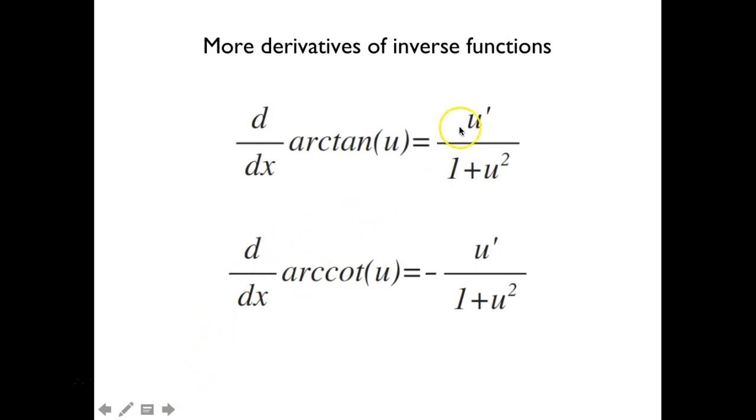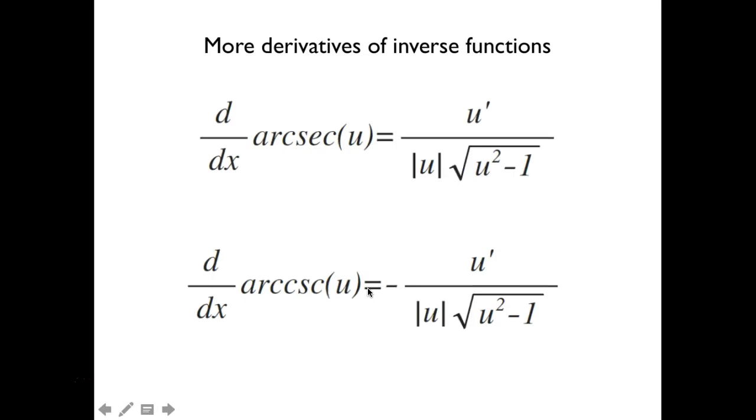Let's get the arc tangent and arc cotangent. Notice I'm putting these together because it's the exact same thing on both of these, except one is positive, one is negative. Arc tangent is this, arc cotangent is the negative version of it. So you're going to need to memorize those. And lastly, arc secant and arc cosecant. They're the exact same thing as well. One is positive, one is negative.